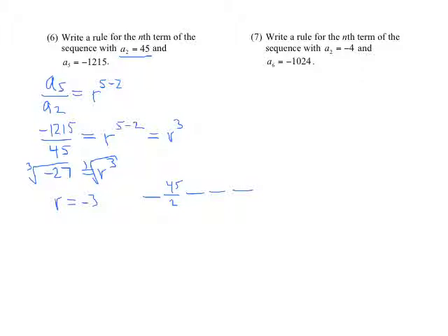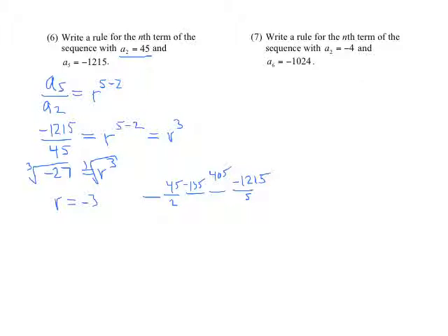The 5th number in this list is negative 1,215, and the ratio is to multiply by negative 3 each time. So 45 times negative 3 is negative 135. Negative 135 times negative 3 is 405. And just to double check, 405 times negative 3 is negative 1,215, and so that's good.